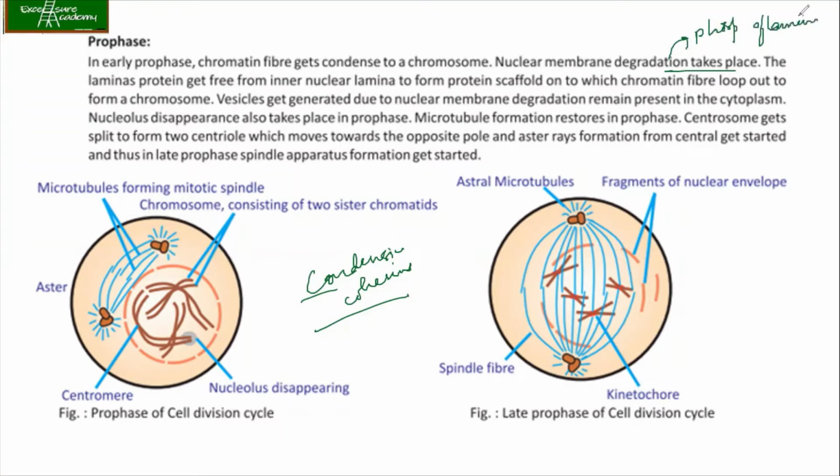Okay. Now, lamin protein gets free from the inner nuclear lamina to form the protein scaffold onto which chromatin fiber loops out to form the chromosome. Now, the vesicles generated due to nuclear membrane degradation remain present in the cytoplasm.